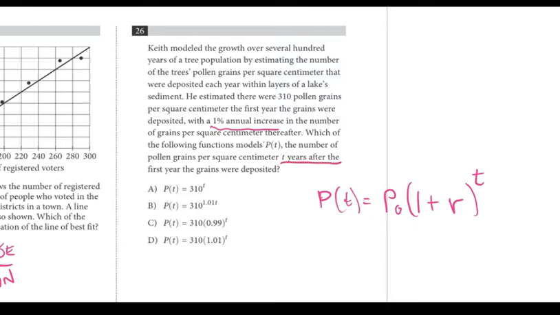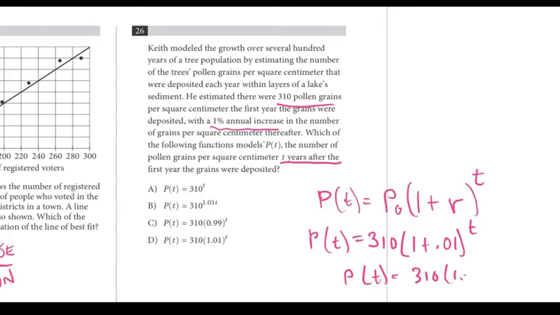So now let's plug in our numbers. P of T equals our initial amount, which is 310, times 1 plus the interest rate, which was the annual increase of 0.01, 1%, and that is for T years. P of T equals 310 times 1.01 to the T power. That would be answer choice D.